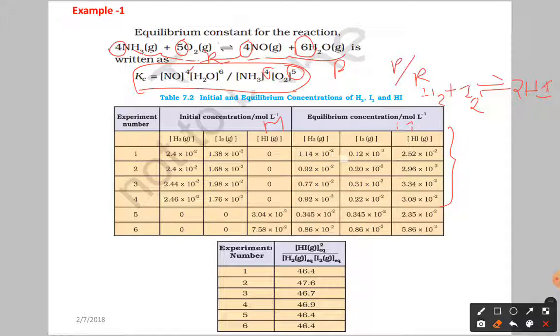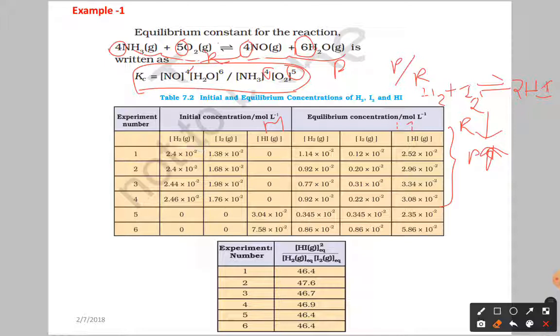Now if you see that we have the reactants, that is H2 and I2, along with the product, we have HI. After some time, as we already discussed, as the reaction proceeds, the reactants' concentration decreases and the product concentration increases slowly. So the product concentration increases.